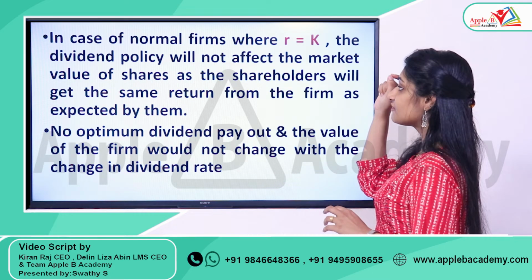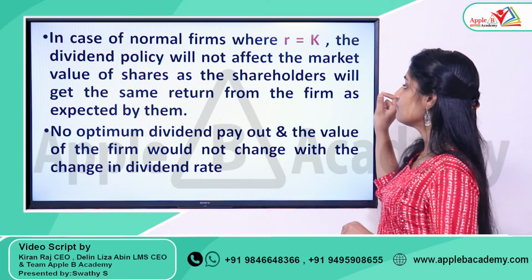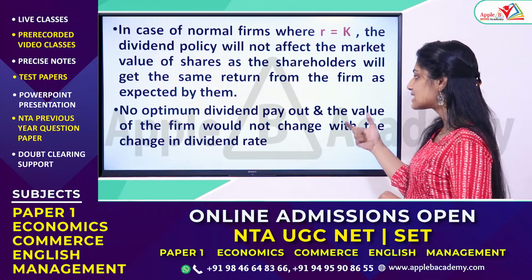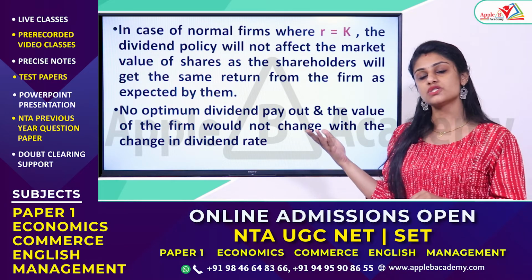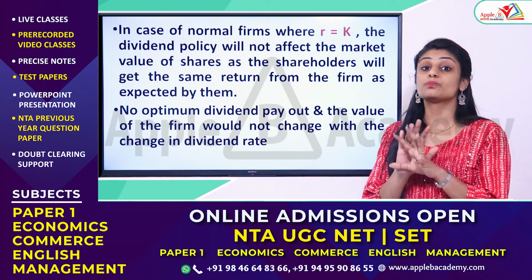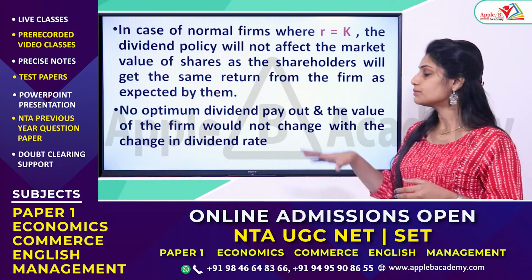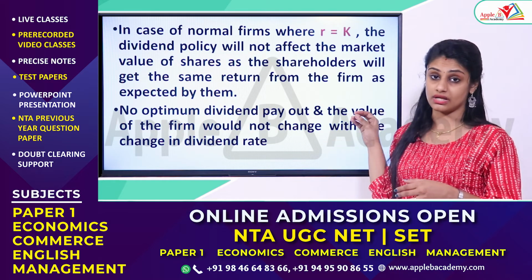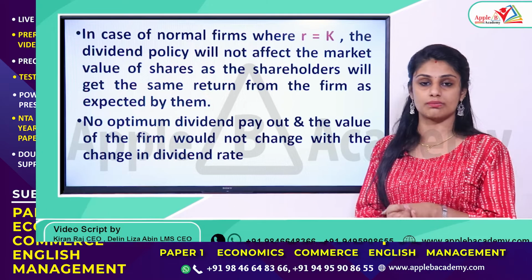Let's see, in case of normal firms, as this is considered a normal firm, the dividend policy will not affect the market value of the shares, as the shareholders will get the same return from the firm as they expected. What they expected, they got. So here there is no optimum payout ratio, but you can see that it exists for the first and second situations. There is no need to find any optimum payout ratio when R is equal to K, as it is a normal firm. Your decision is not going to make any changes.